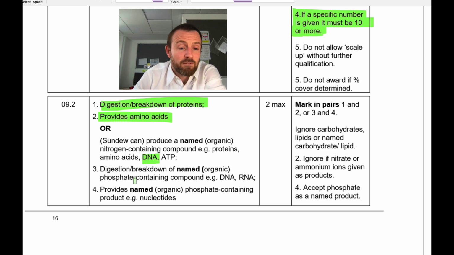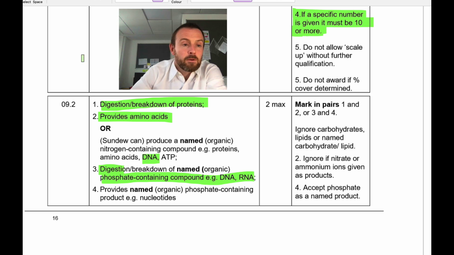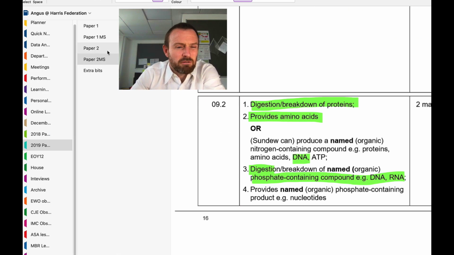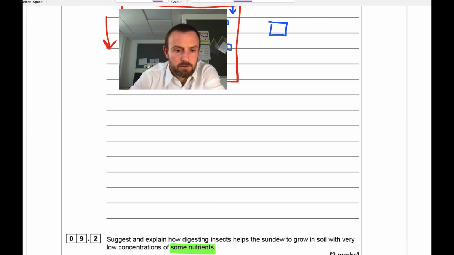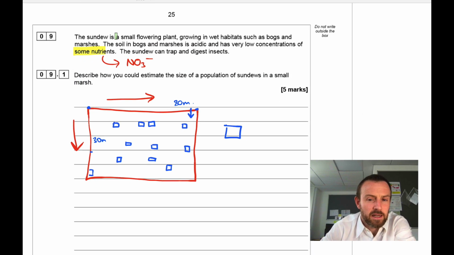You could also have talked about phosphate, digestion of a phosphate-containing compound like DNA provides phosphate maybe for production of ATP. But generally it's nitrogen. Just going back to that, you can get asked about this. It is linked to the nitrogen cycle.